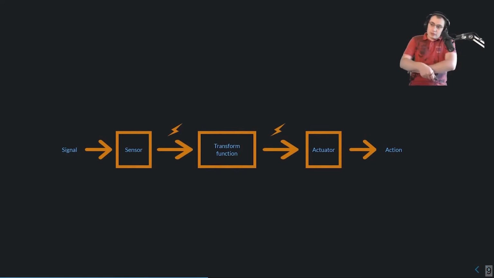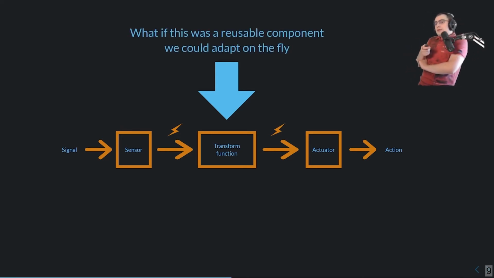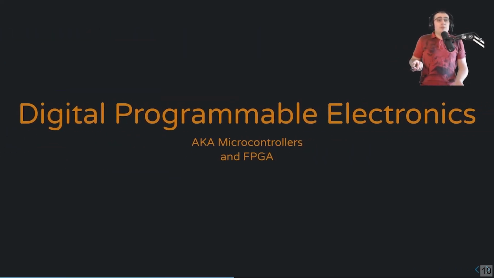So, if we look at this, nearly all our problems are in the transform function, right? It's building the transform function and modifying it that is hard and that is making it really expensive. What if this was a reusable component, right? So instead of having all these specific components, we had one big reusable one that could do everything and we could adapt it on the fly so that our cycles are really fast. Well, that's what we do. That's called digital programmable electronics. Most of you may know them as FPGAs or microcontrollers, like our Arduinos are an example.